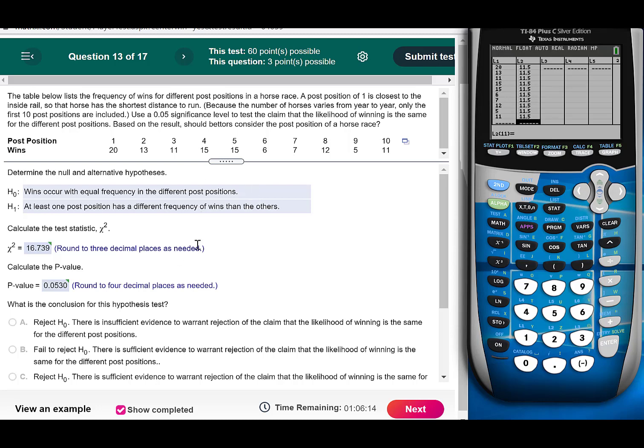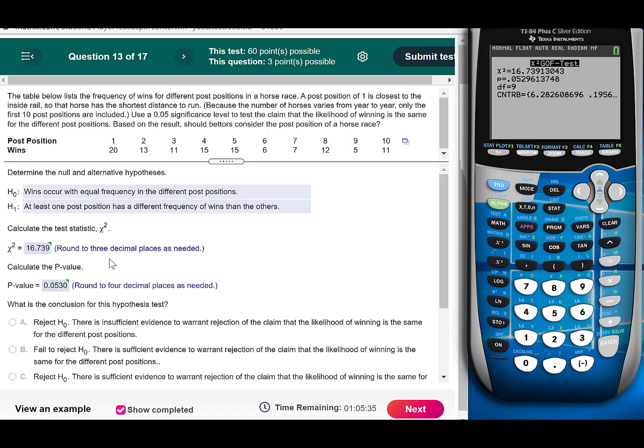Okay, guys, so now let me run the stat tests, scroll up, goodness of fit test, enter L1, L2. What's the degrees of freedom? Number of categories minus 1. So I have 10 categories, minus 1 will be 9, and hit calculate. And here you go, guys. You see 16.739. That's what the system shows me as an answer. Look at the p-value, 0.053. At 0.05, this p-value is bigger than alpha, guys. So you fail to reject the null hypothesis.